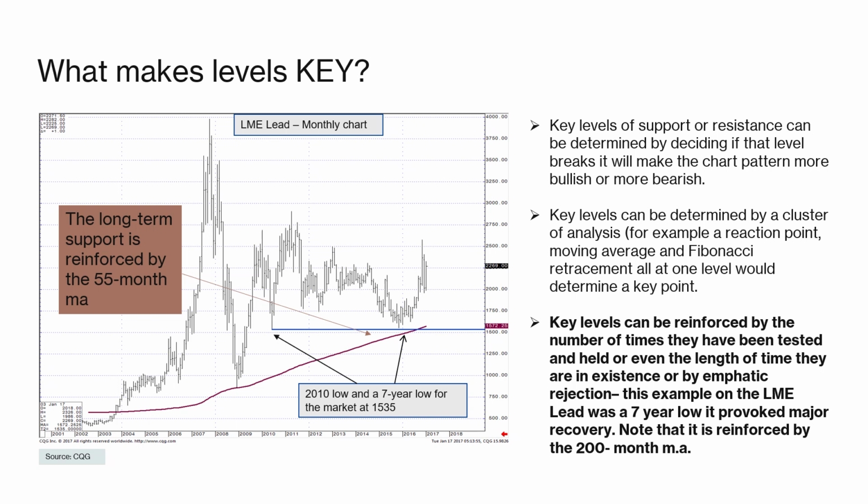We saw a 7-year low on the market at 1535. It was the 2010 low. You will notice that when the market sold off to this level in 2016, you saw a major rebound from it. But also note that this support level was reinforced by the 200-day moving average.